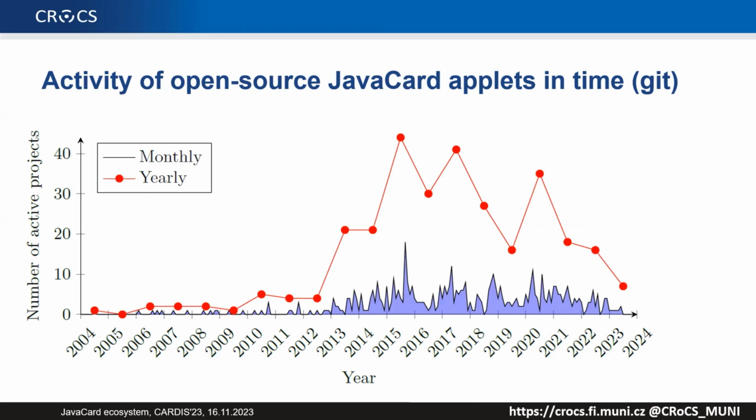Any guess why it started to be active around 2013? Say it again. Bitcoin wallets? Bitcoin wallets, okay, that might be, they are part of that. But especially if you'd like to do an open source applet, you need to have a card, right? And until 2010, it was very hard to get cards on the open market. But finally, we have it.